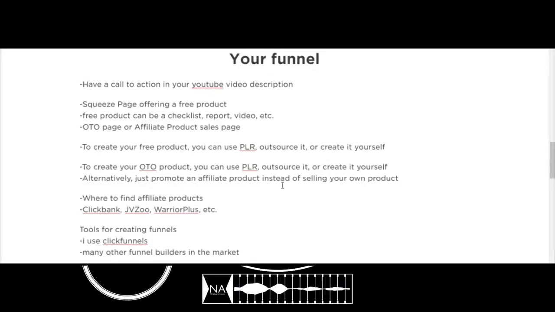Okay, alternatively, if you don't want to spend the time creating a product and trying to sell them a product, you could just direct your leads to an affiliate product sales page. And to find affiliate products, there are dozens of affiliate networks out there. What comes to mind are ClickBank, JVZoo, and WarriorPlus. ClickBank is for almost every type of niche out there, and as for JVZoo and WarriorPlus, that's more for products in the internet marketing and make money online niche.